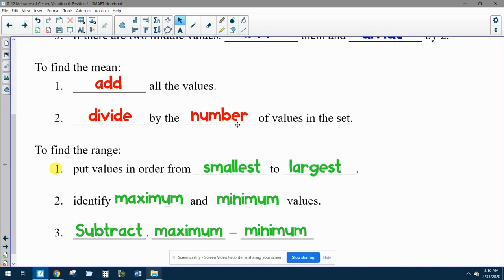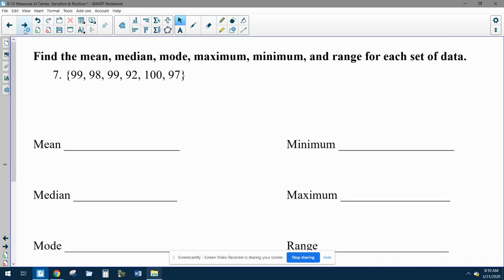So let's walk through an example of each of these so that we can make sure that we know. We'll also find the mode while we're on this slide. So we're going to find the mean, the median, the mode, the max and the min, and the range for each set of data. This is problem number 7 on that worksheet, and then you guys are going to do 8 and 9 on your own for practice. The first step to a lot of these is finding the order from smallest to largest. So that's what I'm going to do first.